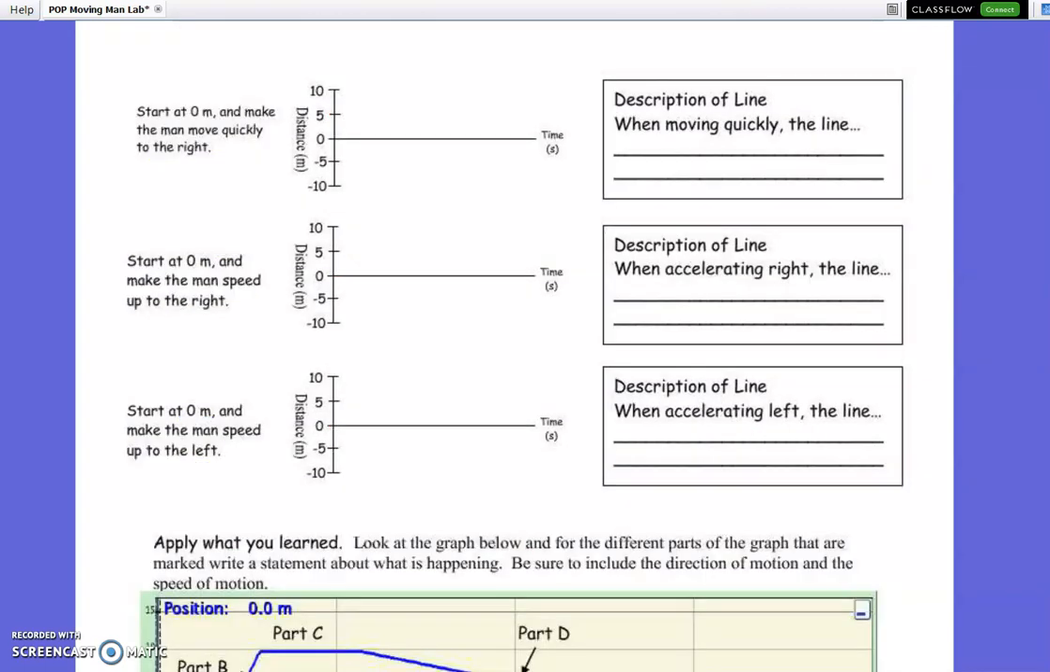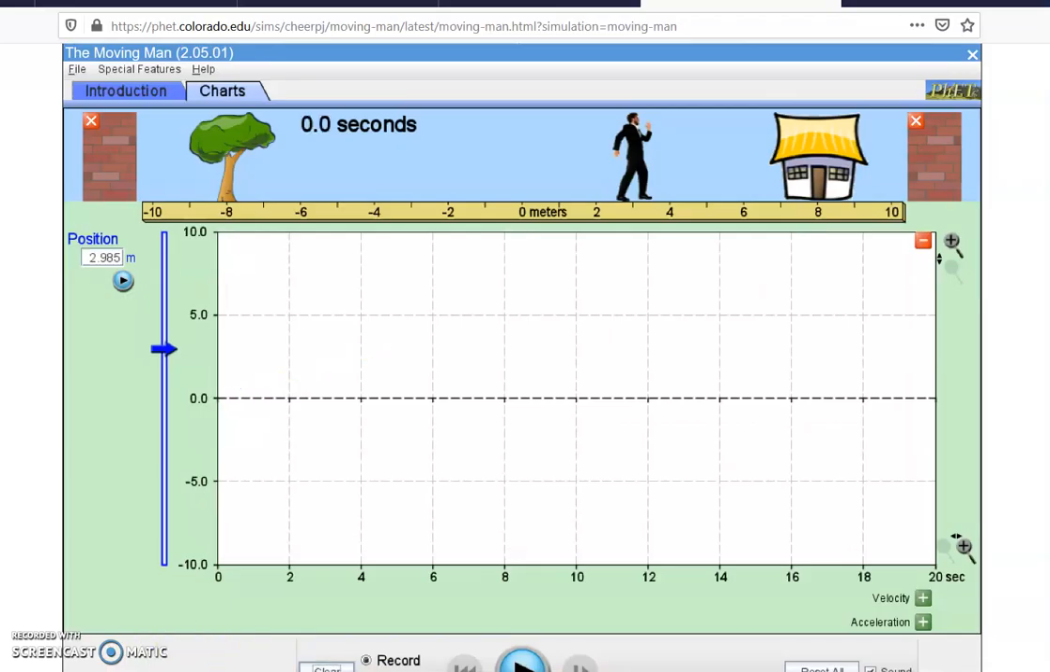For the next one, we're going to start at 0, and we're going to make the man move quickly to the right. So quicker than we did before. We'll clear this. We'll start at our 0. And we'll make the man move quickly to the right. And we see that again the line is going up, but this time it is much steeper than it was before.